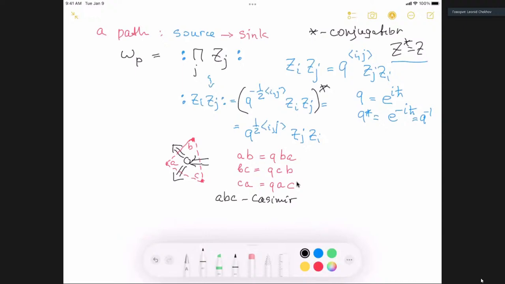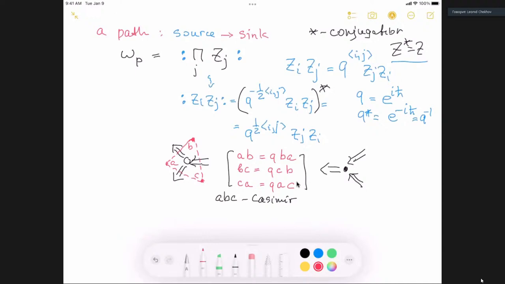And for the black vertex, let's do the same. And is it a Casimir where? For this algebra, yes. So ABC commutes with A, with B, and with C. The product commutes with each of these variables and with itself, of course.